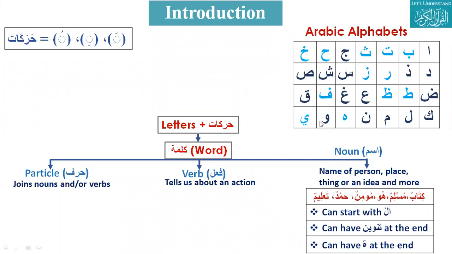And a word can be ism, fi'il, or harf, like noun, verb, and particle. Ism means the name of a person, place, thing, or an idea, and more. Some of the examples and properties are given here. Fi'il is something which shows action. It tells us about an action. And there are particles, huruf, that join the nouns and verbs with each other, like we did li, min, bi, and many others.